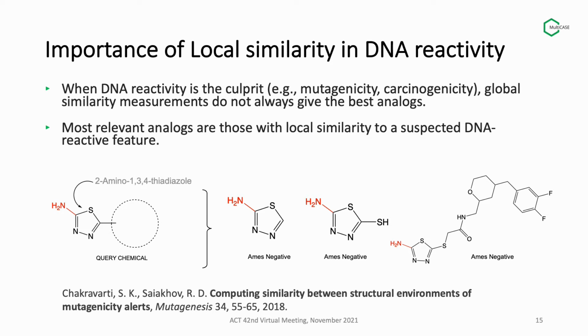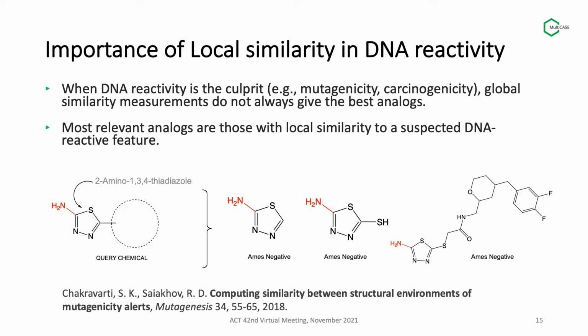So on the basis of just these 3 analogs, we can, with some degree of confidence, say that when aromatic amine is connected to this kind of thiodiazole ring, they are usually negative. And as you can see, the last analog is much bigger as compared to the other two analogs. So if we measure the global similarity, the last compound would give very low similarity.